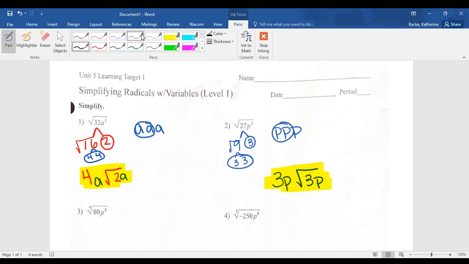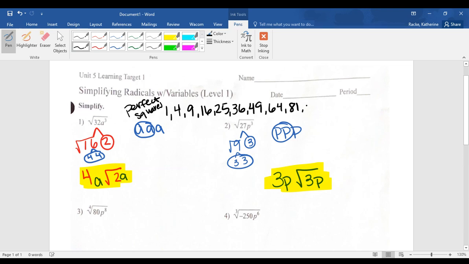Let me go ahead and write all your perfect squares up here. So 1, 4, 9, 16, 25, 36, 49, 64, 81, 100, 121, and 144.